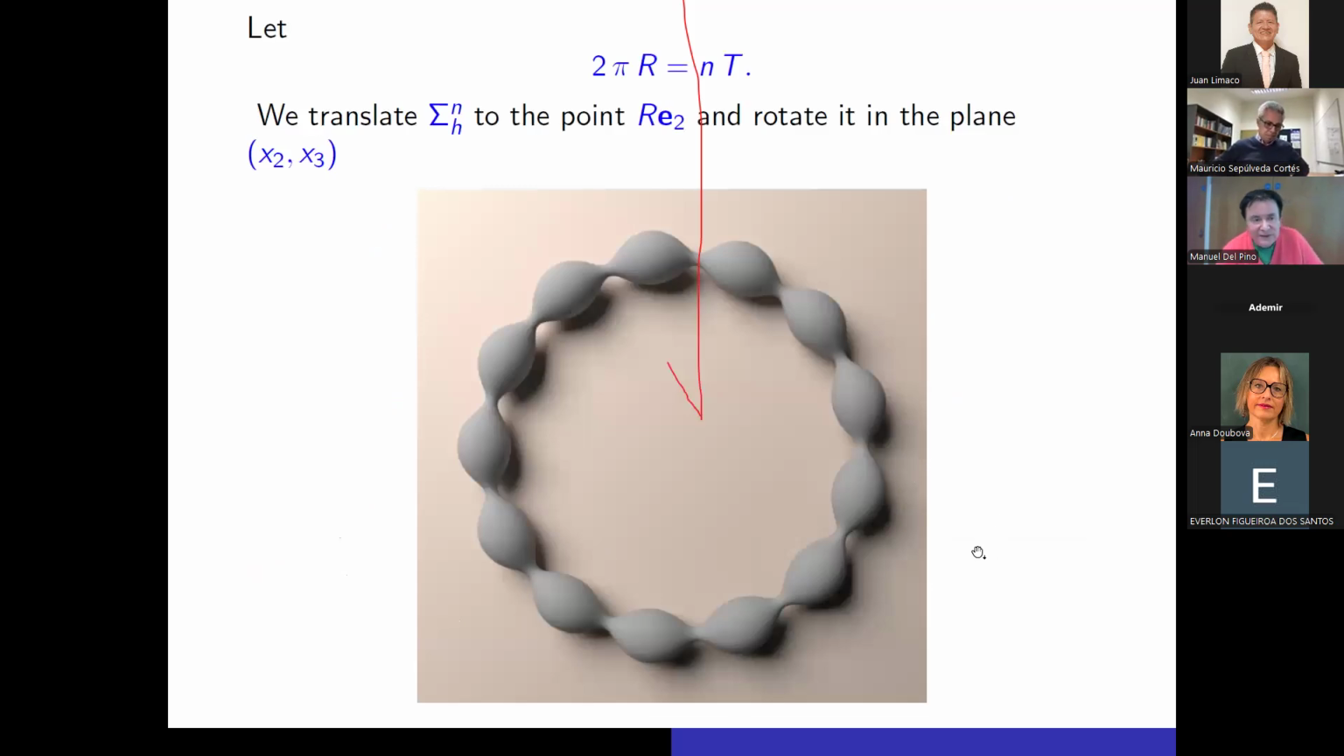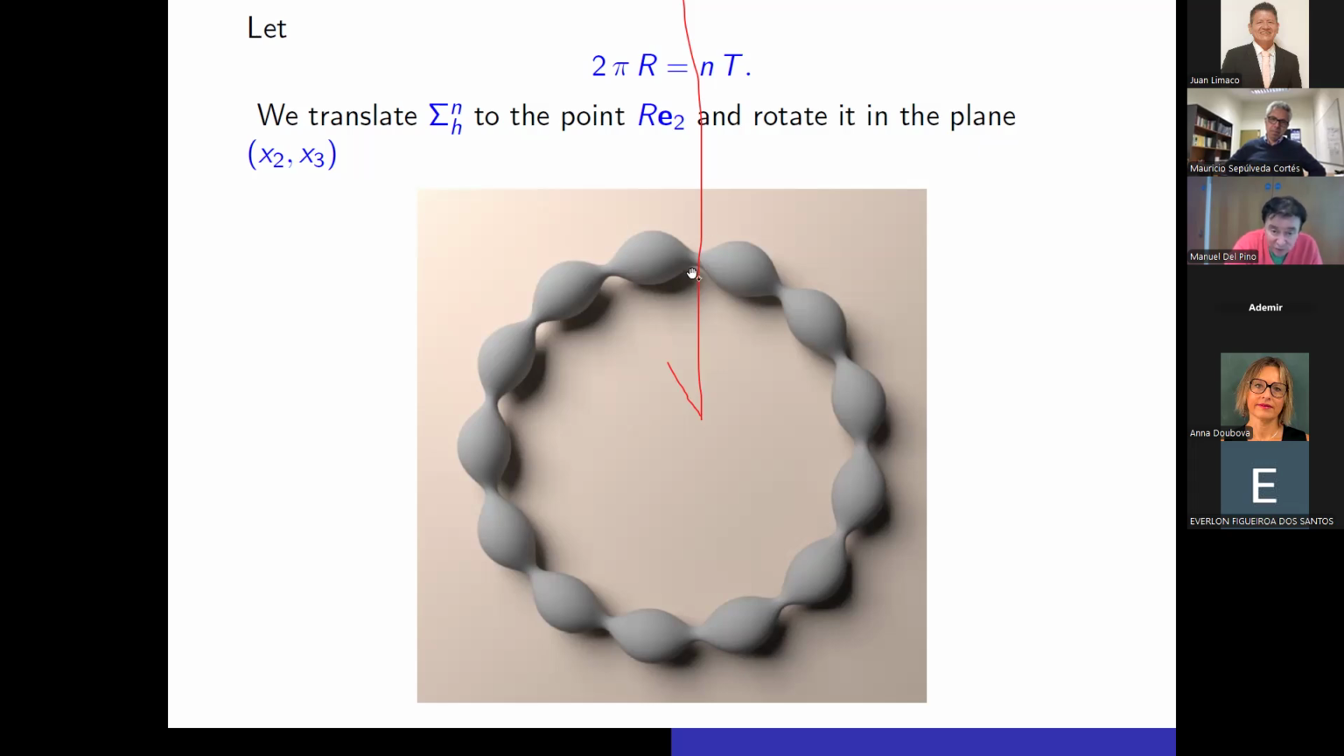So what is this picture? This is the type of solution that I would like to construct. It's not obvious that something like this exists, but I will try to convince you that it does. What I do is I take a Delaunay surface and I twist it, to construct something of this form.